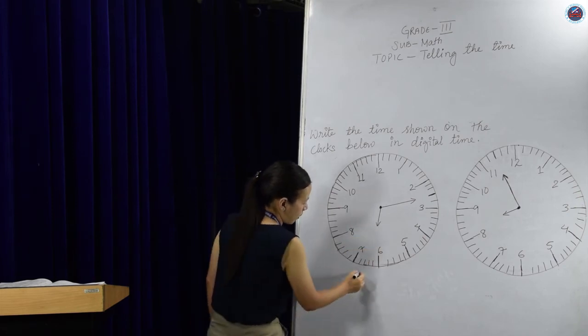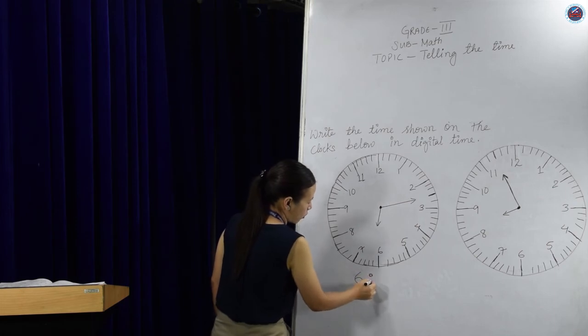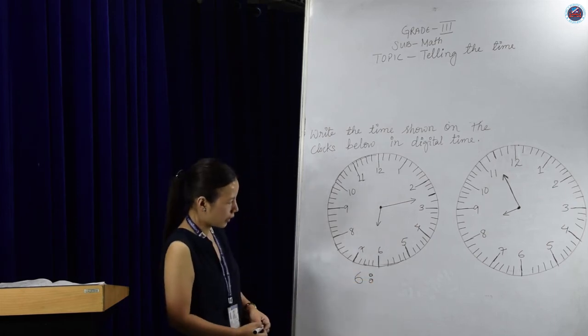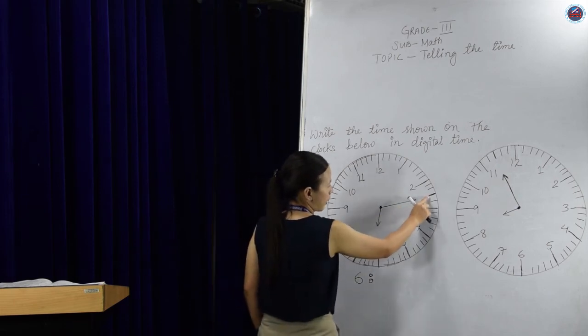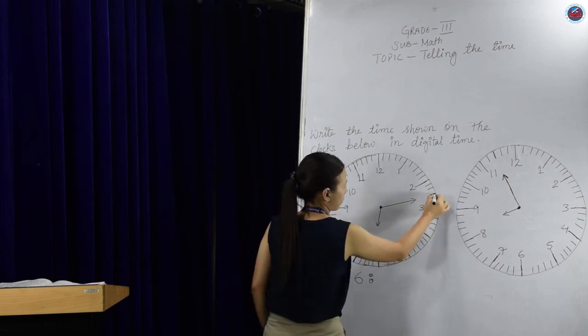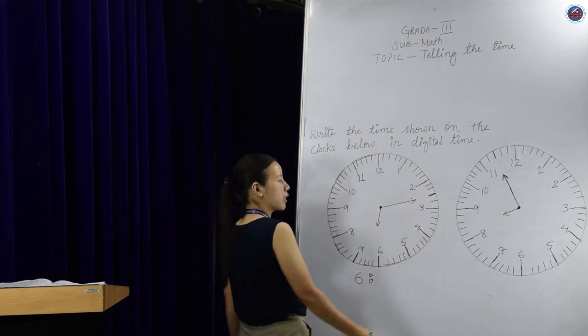So, we write the time as 6 first. Then put a dot, and then look at the long hand now. This long hand is pointing at this mark here. So let's count how many minutes have passed.